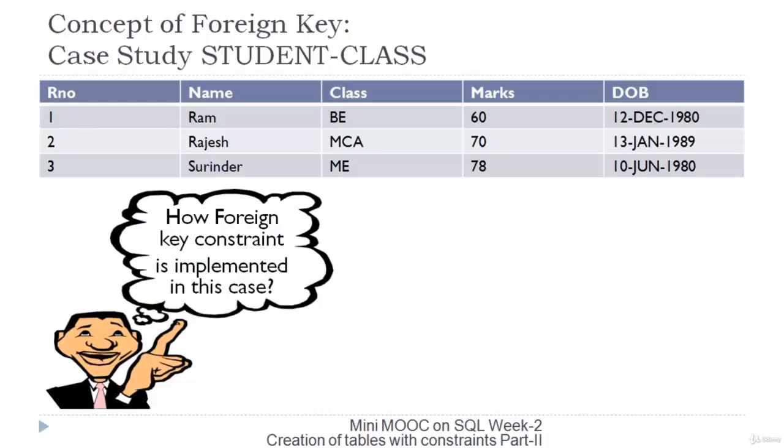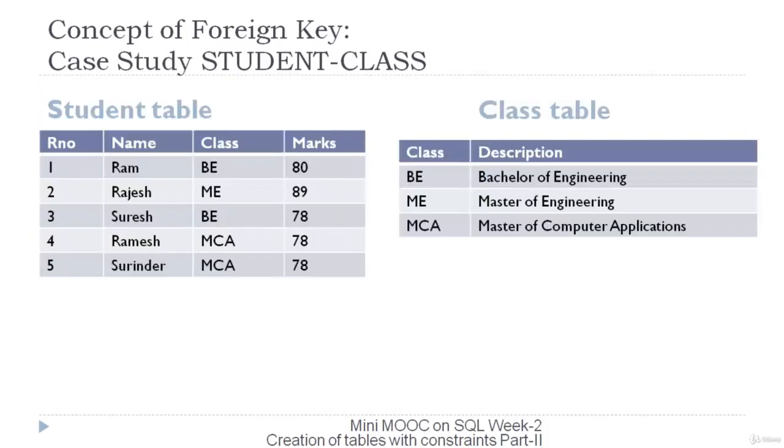Let us implement the concept of foreign key on student database. So we have already learned that we cannot apply check constraint on class column to enforce its integrity. So how can we apply foreign key on class column? For this, we have to create a master table class with columns class and class description, and we have inserted all valid classes in this table. Class will act as a primary key of master table class, and class column of student table will act as a foreign key. Only those values are allowed in class column of student table which exist in class field of class table. It means only BE, ME and MCA classes are allowed.